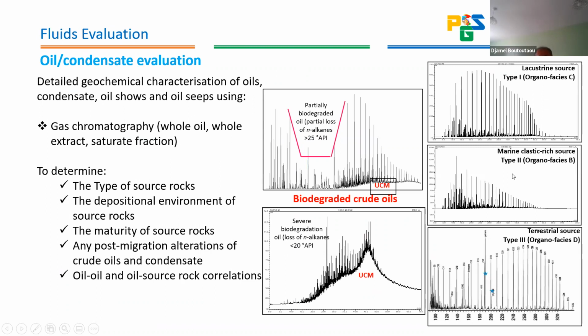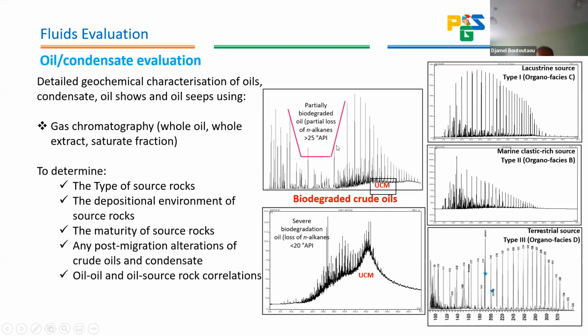So these are the gas chromatography from oils. When we do gas chromatography on oils or condensate, we can determine the type by looking at the shape. Each shape actually gives us the type of the organic matter, or of the source, that generated these oils. We can also look at the quality of the oil. Is it biodegraded? Like this oil is not biodegraded. These are not biodegraded oils, but this one is partially biodegraded.